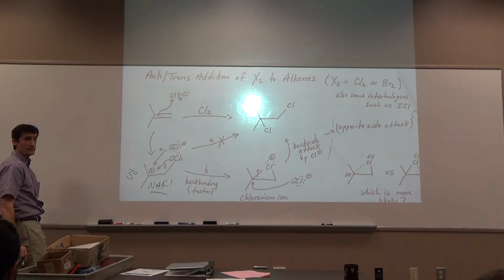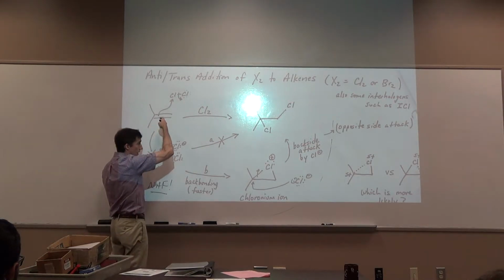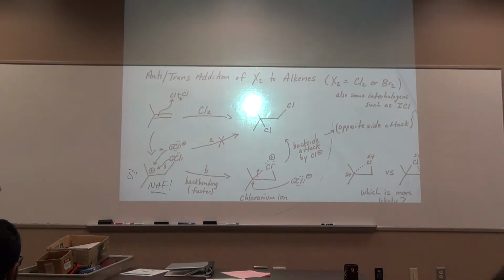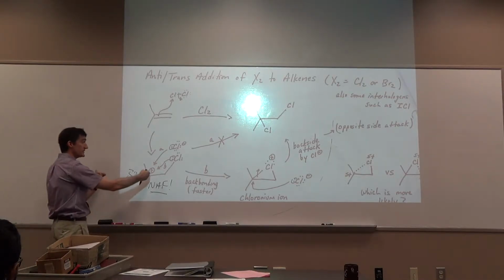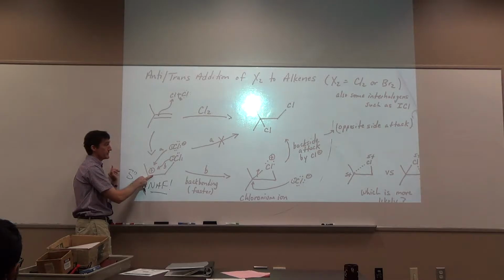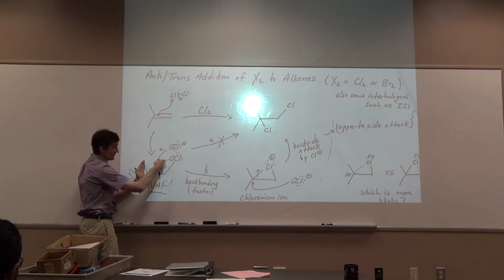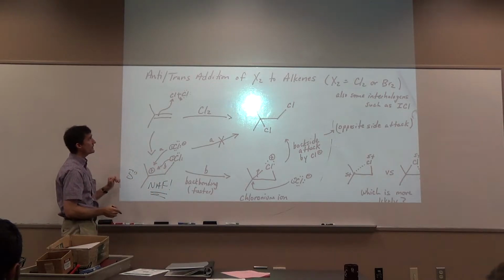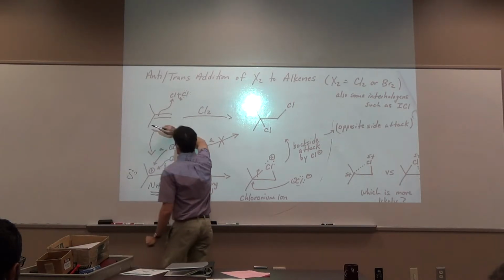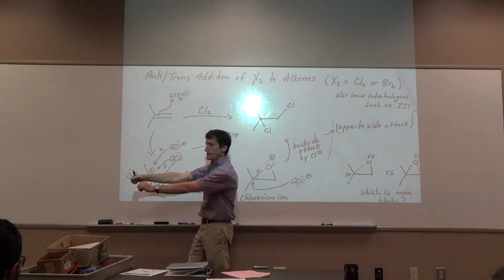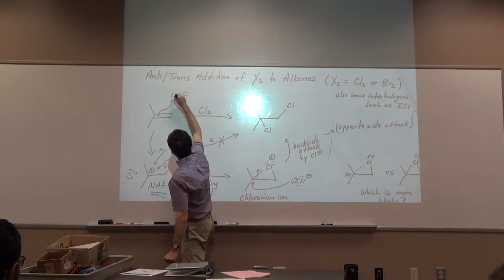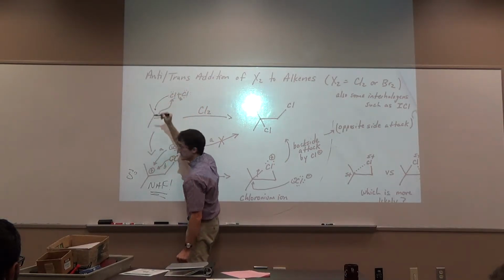How most books will show this is they'll show all this at the same time and they won't even show this. I think that's too complicated for beginning students. So I actually show this. I'll do the first step and then I'll back bond and I'll say here, but I'll have to say it's not actually formed. What's going on here is, and this is how most books will show it, as soon as the pi bond attacks the chlorine, the other chlorine is attacking here.